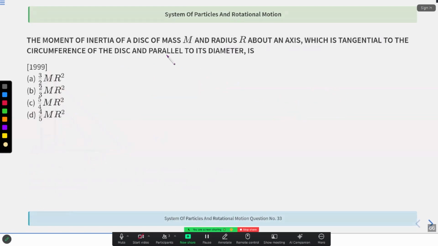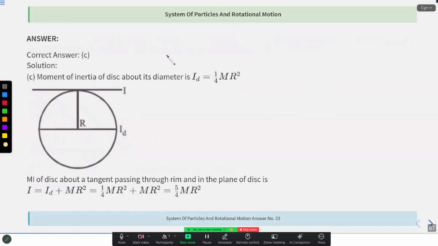The moment of inertia of a disk of mass m and radius r about the axis which is tangential to the circumference of the disk. Again, it is tangential as it is saying, but it doesn't matter much because it will be shifted by mr square. You just need to calculate Icm as it is given over here.